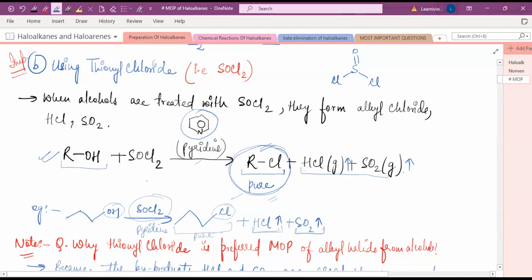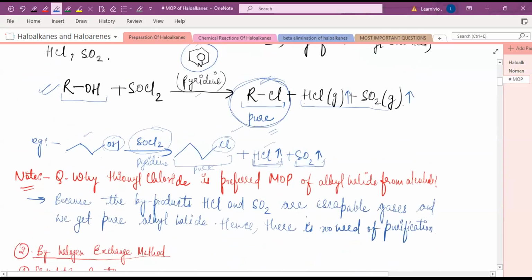Got it? So simply, if you are given reagents, and for example any alcohol is given with the associated reagent, it's very easy. Just remove the OH group and add a chlorine group here. And what are the byproducts? The byproducts are HCl and SO2, and they are in gaseous phase. So you can just write it down like this.